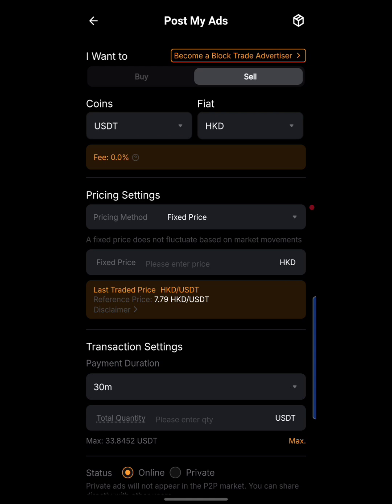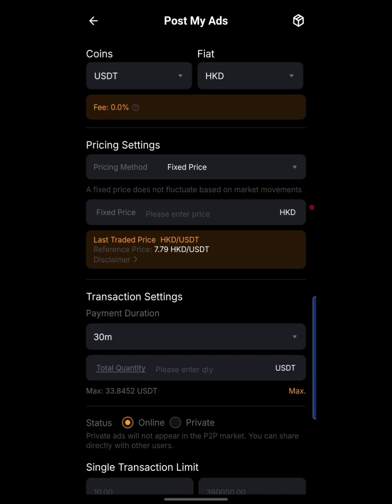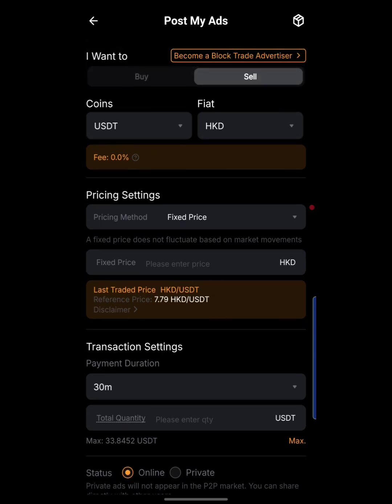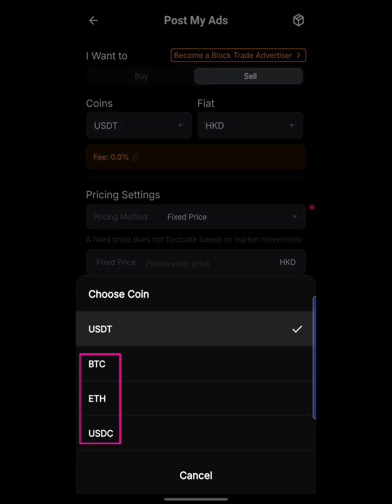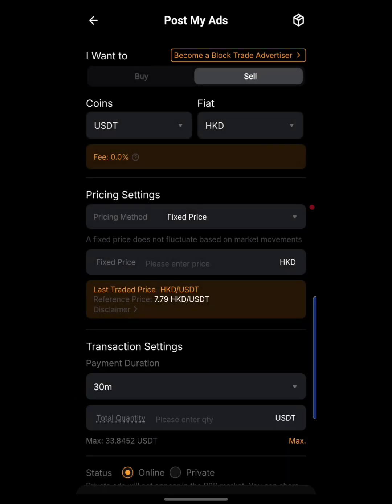I'm going to be creating a sell ad because I actually want to sell my USDT. As you can see, I currently have about 33.8 USDT on my account right now. So I actually want to sell this USDT. So how do I actually create a sell ad? It's quite easy, guys. As you can see right here that says coins, the coin I actually have right now is USDT. So let's say you have BTC or Ethereum or USDC, you can select whatsoever coin you have right here. Mine is USDT, so I'm going to hit on USDT.